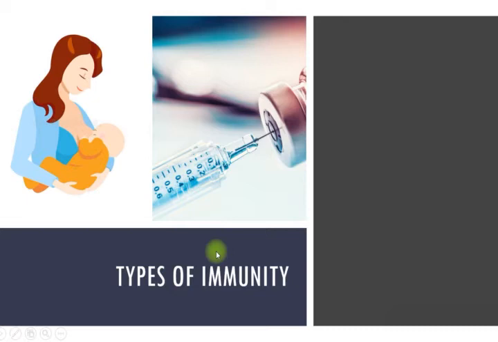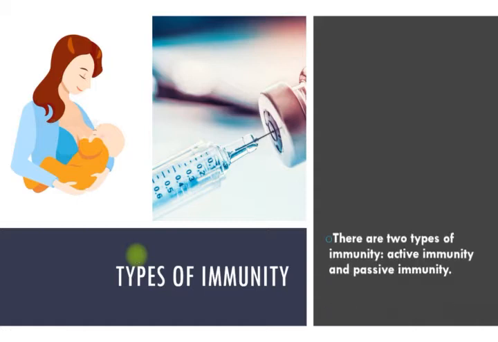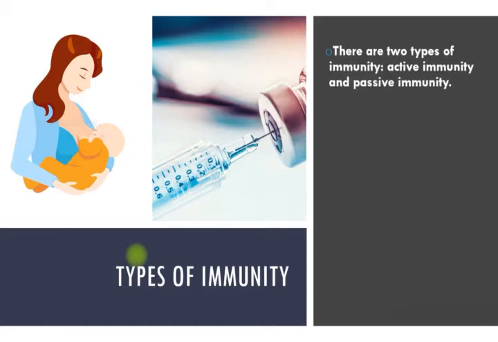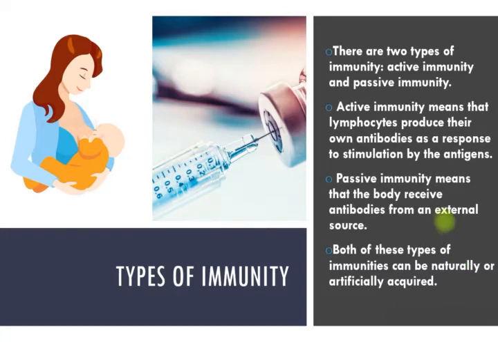Alright, so we go to the types of immunity. Again, what is immunity? Immunity is the body's ability to fight against pathogens, or to fight against infection. The types of immunity consist of 2 types. What are they? They are active immunity and passive immunity.